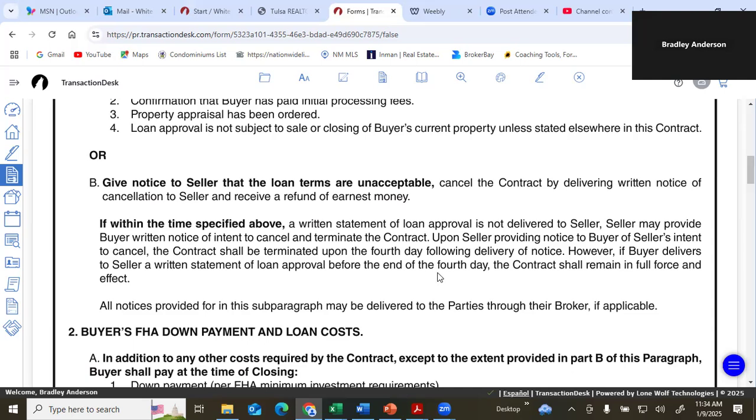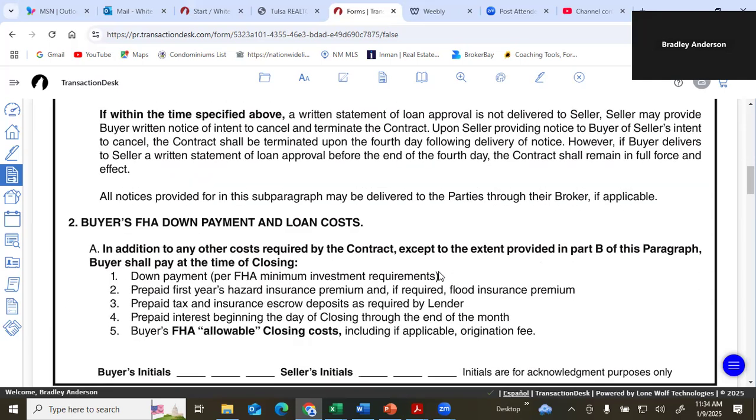Okay? Now, it then goes on to say, buyer's FHA down payment and loan costs. All in bold, right? In addition to any other costs required by the contract, except to the extent provided in Part B of this paragraph, a buyer shall pay at the time of closing all of these things. Okay, so it's basically your insurance costs, your taxes, all the prepaids, right?